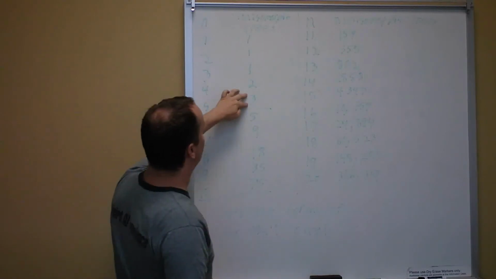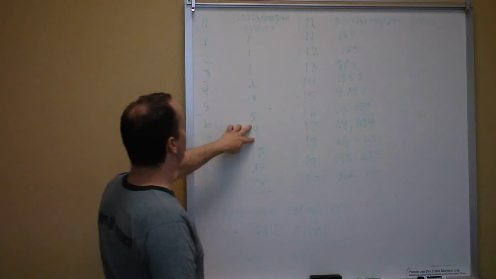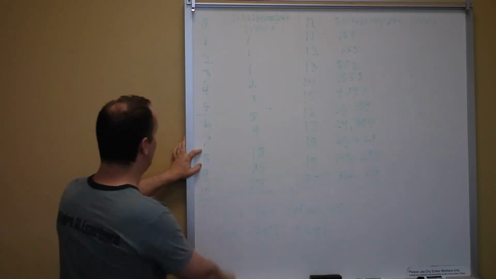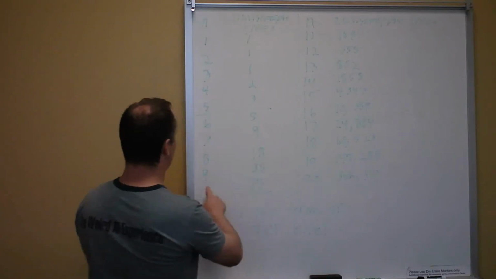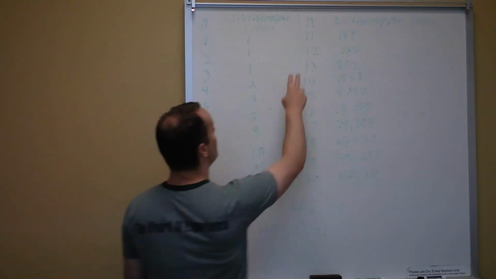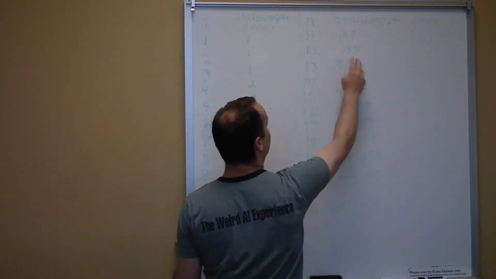For n equals 5, we showed there are 3. For n equals 6, we showed there are 5. For n equals 7, we showed there are 9. Now, I didn't bother to show it because my whiteboard's only so big, but for n equals 8, there are 18. For n equals 9, there are 35. For n equals 10, there are 75. For n equals 11, there are 159. For n equals 12, there are 355.